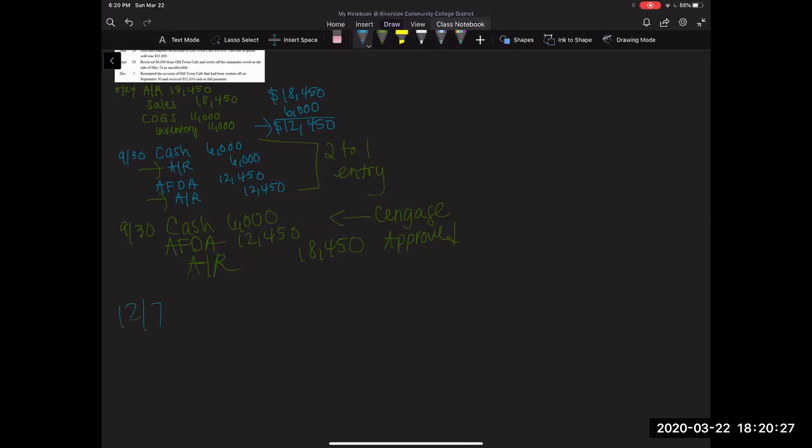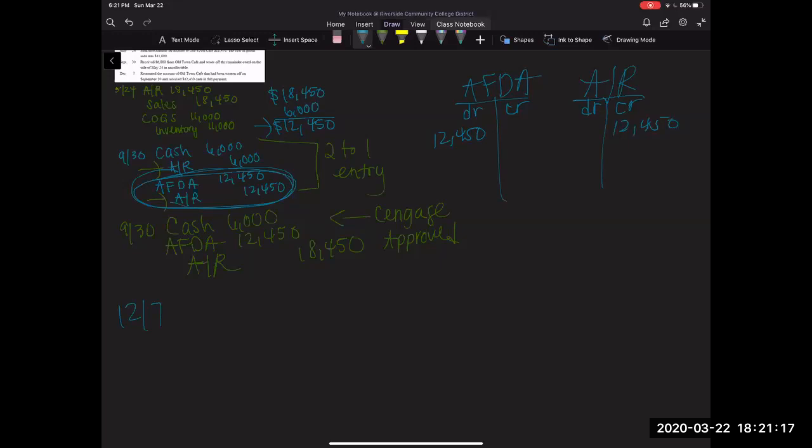So 12/7. First off, if they're reinstating something, that means that what they previously wrote off, they must now back out of, or make it zero. They originally wrote it off and now they have to say, this no longer is the deal. If I'm doing T accounts, I'm going to have the allowance for doubtful accounts and accounts receivable, debit and credit. When I initially wrote this off, it was a debit to the allowance for doubtful accounts for 12,450, and a credit to accounts receivable for 12,450.